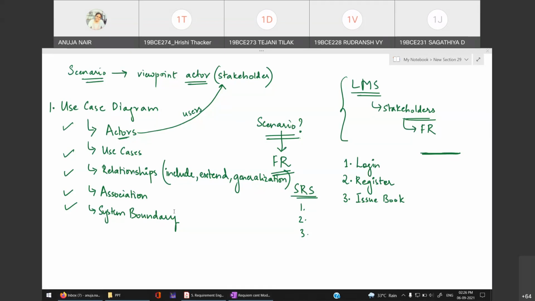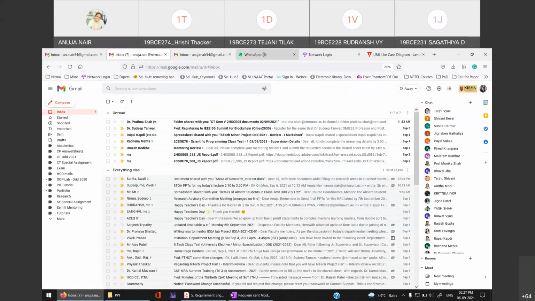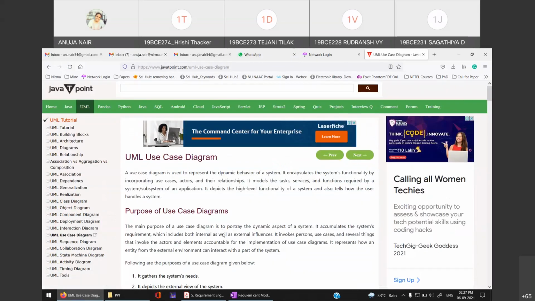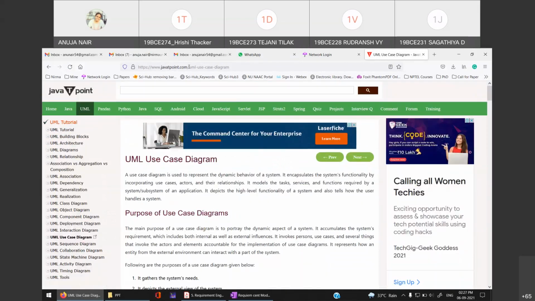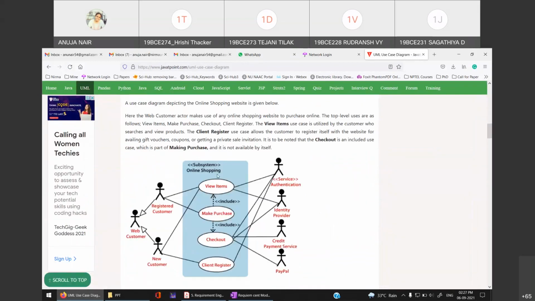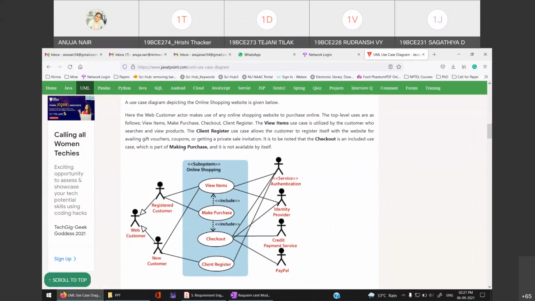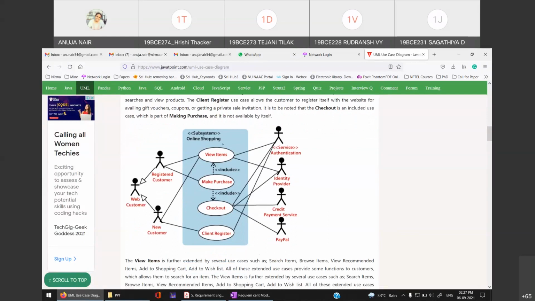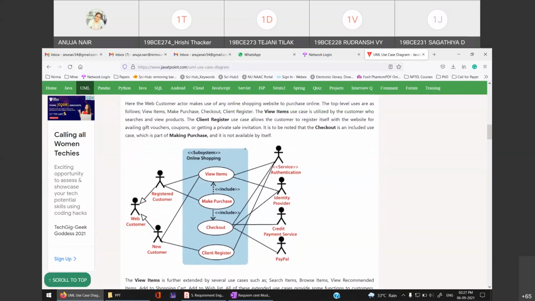Okay. Now I'll directly take one of the use case diagrams from the internet itself so that it's easier for you to understand. You can also refer to the website javatpoint.com. It has good examples. So when you go to use case diagram, here the use case diagram is for online shopping, right? Now see this particular diagram. The rectangle box which is created is basically your system boundary.